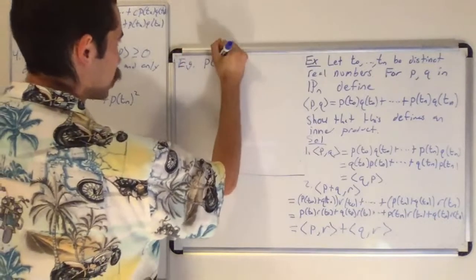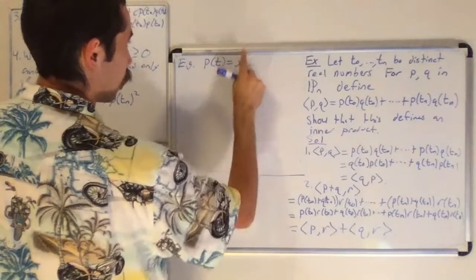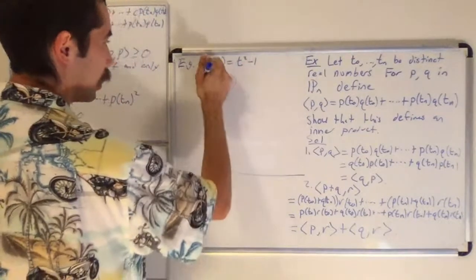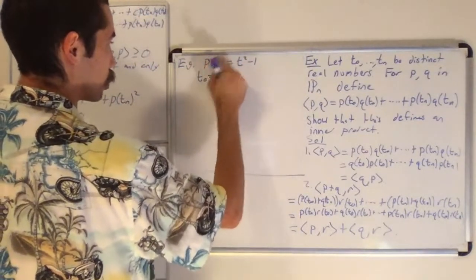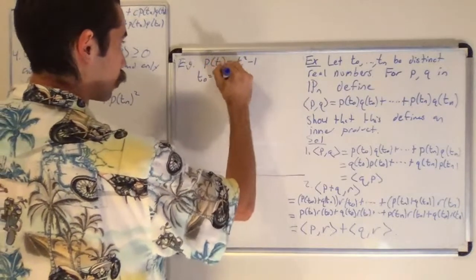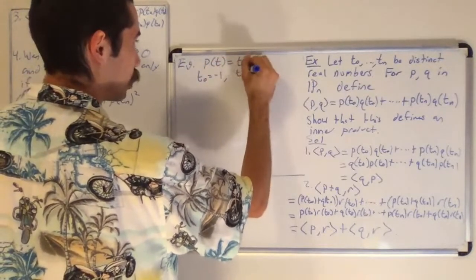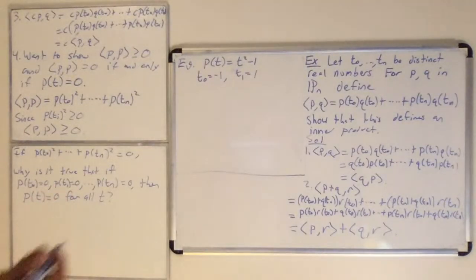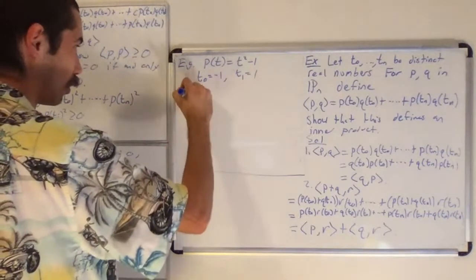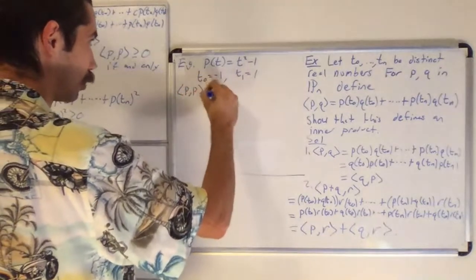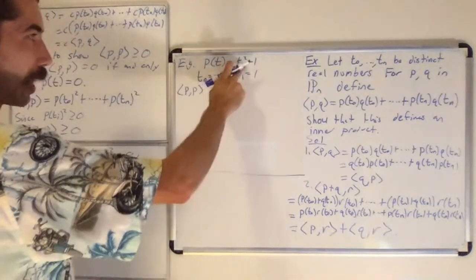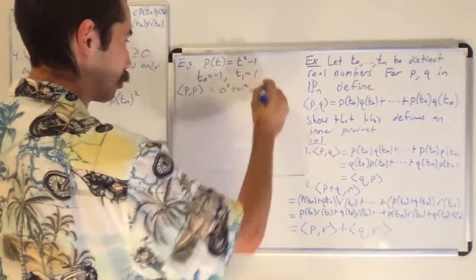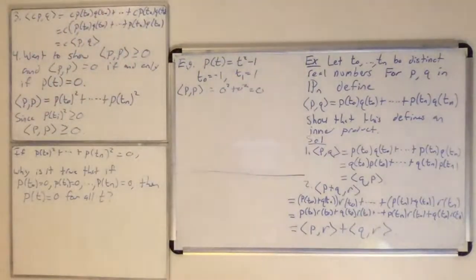If p of t was the polynomial t squared minus 1, and t0 equals -1 and t sub 1 equals 1, then p dotted with itself would be, well, when you plug in -1, you get 0. So you get 0 squared plus 0 squared equals 0. Okay, so it appears to not work here.